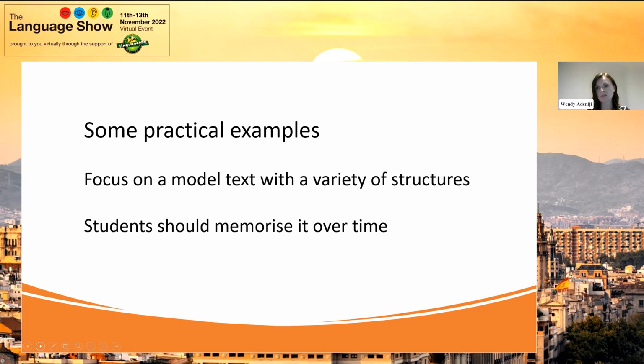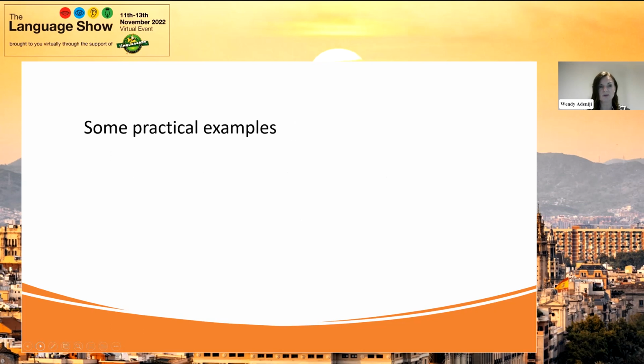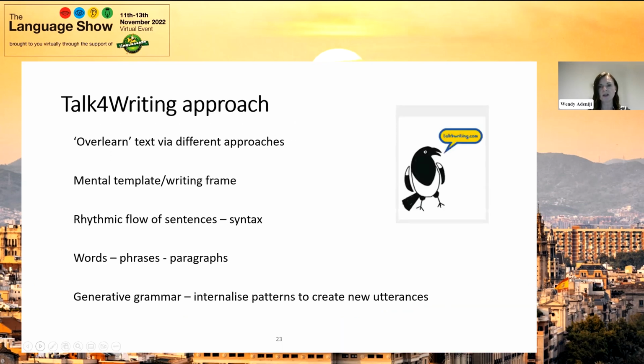how it would include a variety of different tenses, for example, how it would include the sorts of structures that have been taught. So I'm going to show you an example, first of all, of a Talk for Writing approach where students, and this is something that is done at primary school, overlearn an English text actually in primary school, but we're applying this to a modern language via different approaches.